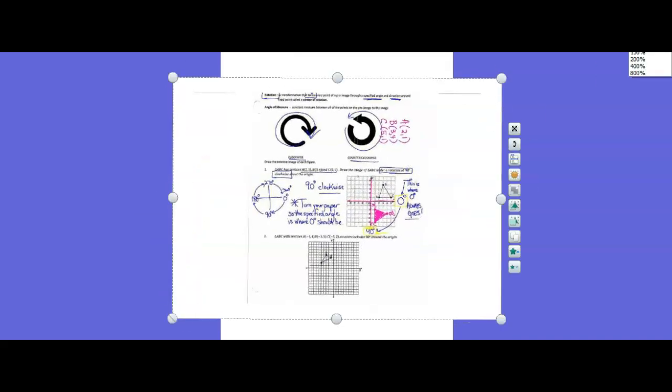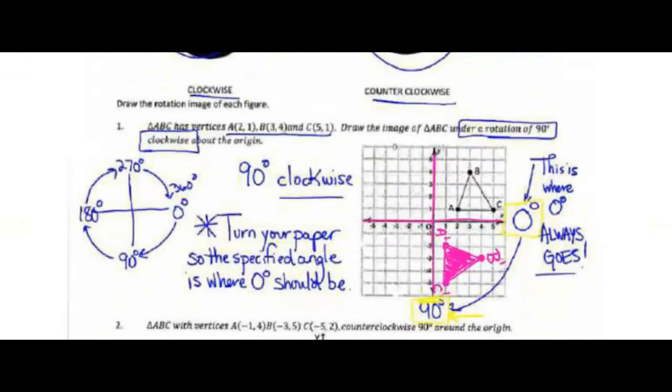Whoops, that didn't work. Hold on. There we go. And now you see what it looks like. Alright? Let's go down to the next one.